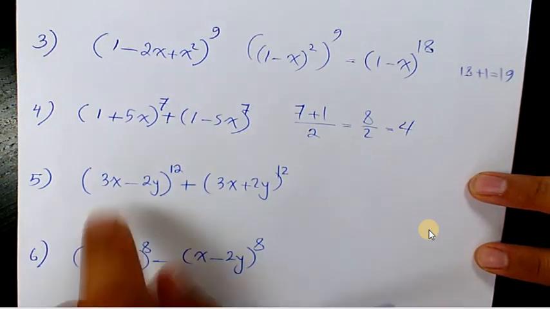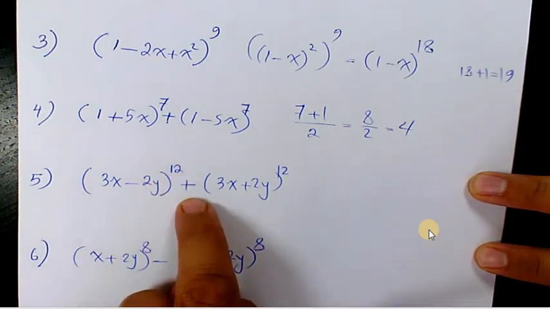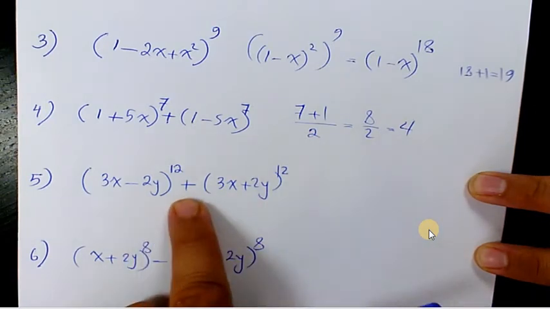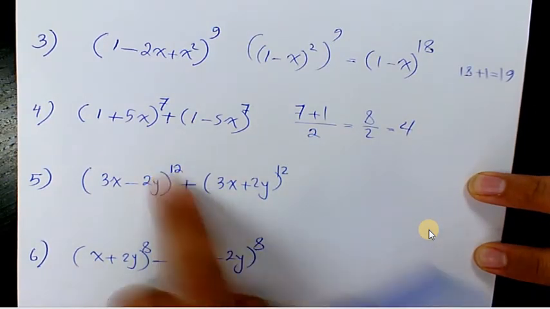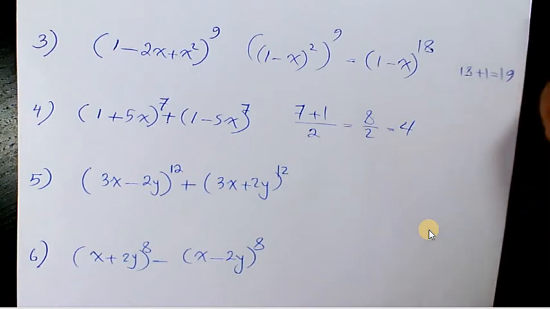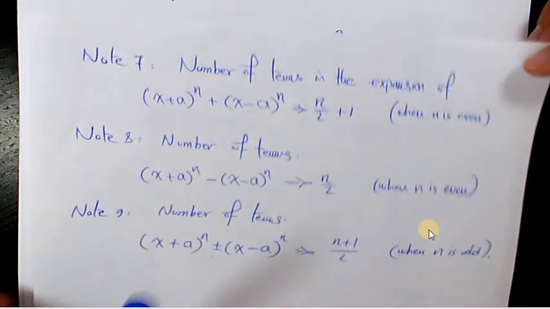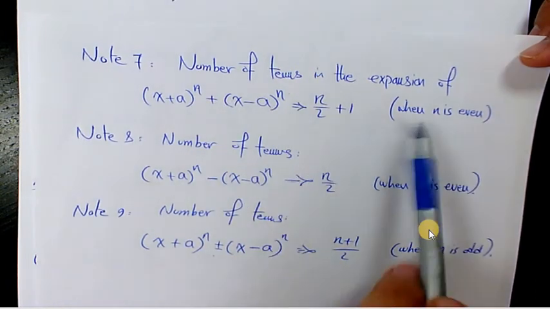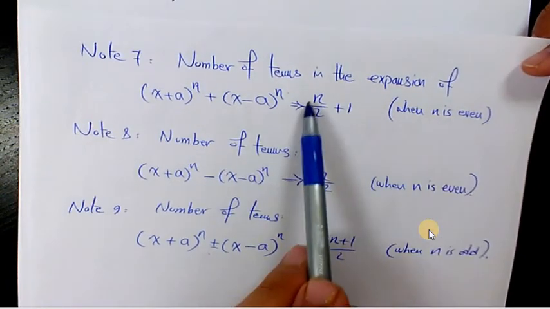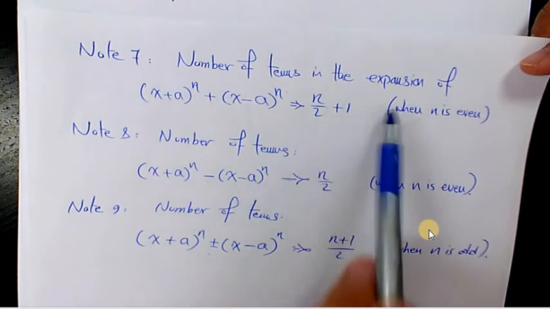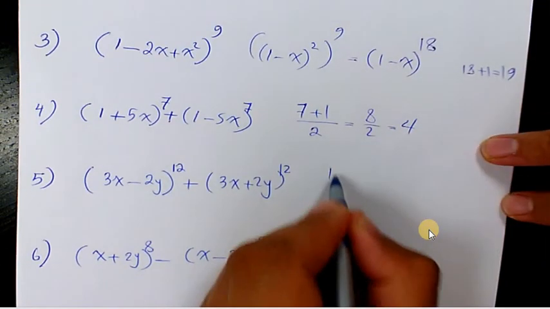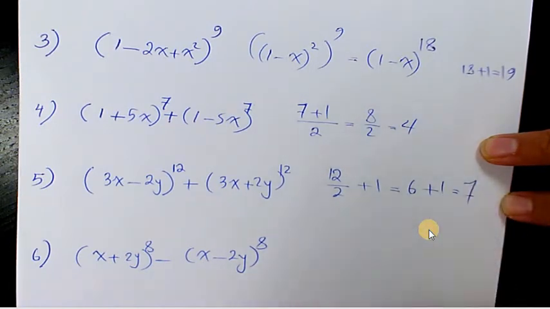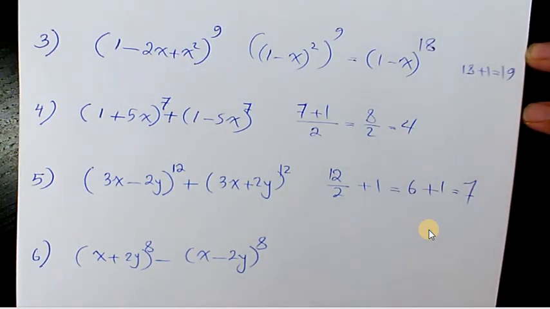Next one, (3x - 2y)^12 + (3x + 2y)^12. So we have plus in between and the index is even number. So if we go back to this note 7, when we have (x + a)^n plus (x - a)^n, if n is even number, the number of terms is going to be n over 2 plus 1. So that's going to be 12 divided by 2 plus 1, which will be 6 plus 1. So we have 7 terms in total.